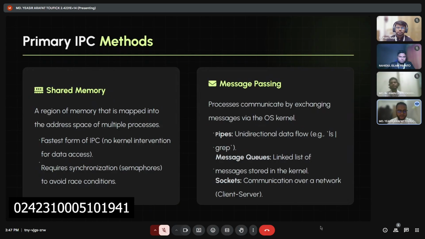Then secondly, we have message passing. This is more like sending emails. Processes exchange messages via the OS kernel. This category includes things like pipes, connecting the output of one command to another, and sockets, which handle messaging over a network. It is generally slower than shared memory because the OS has to manage the message, but it is much easier to implement safely.